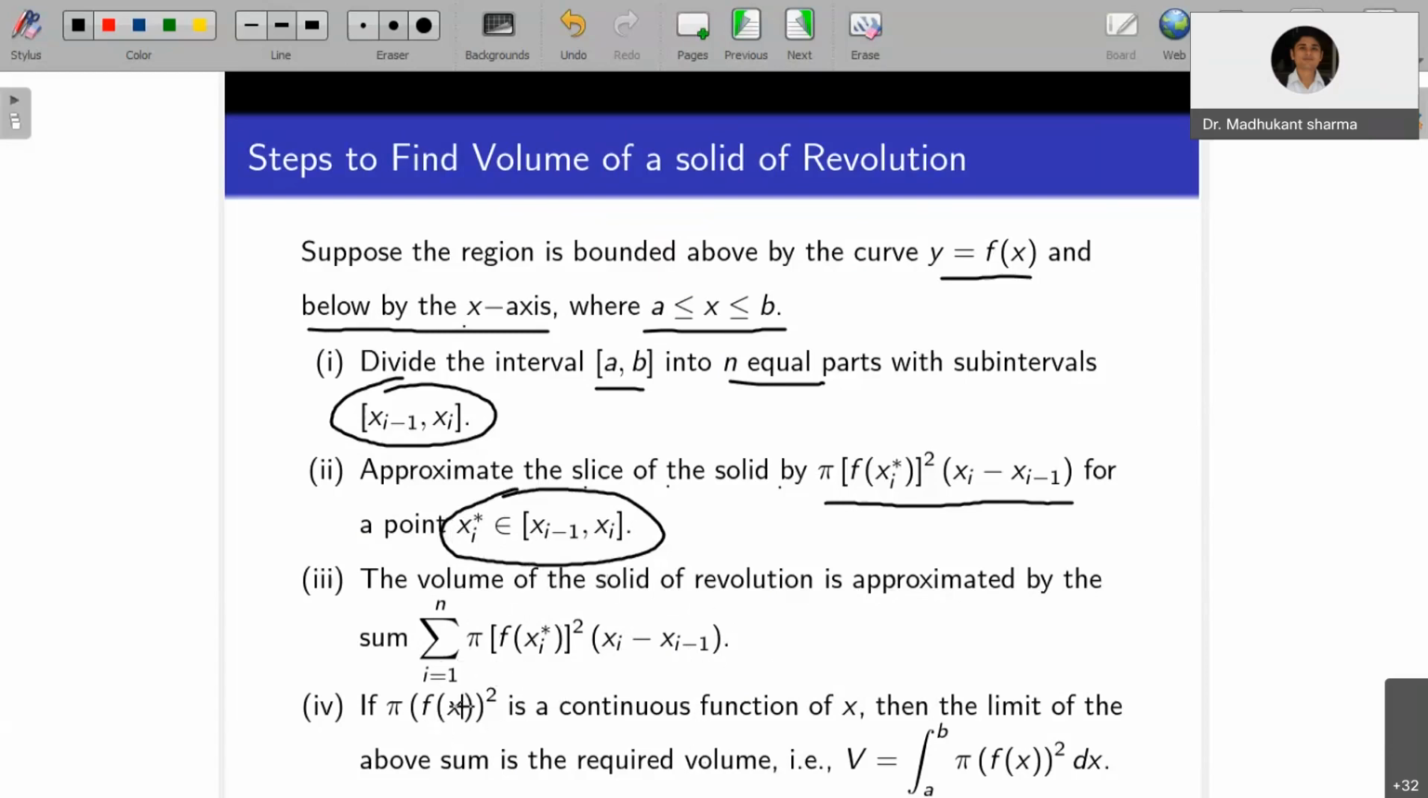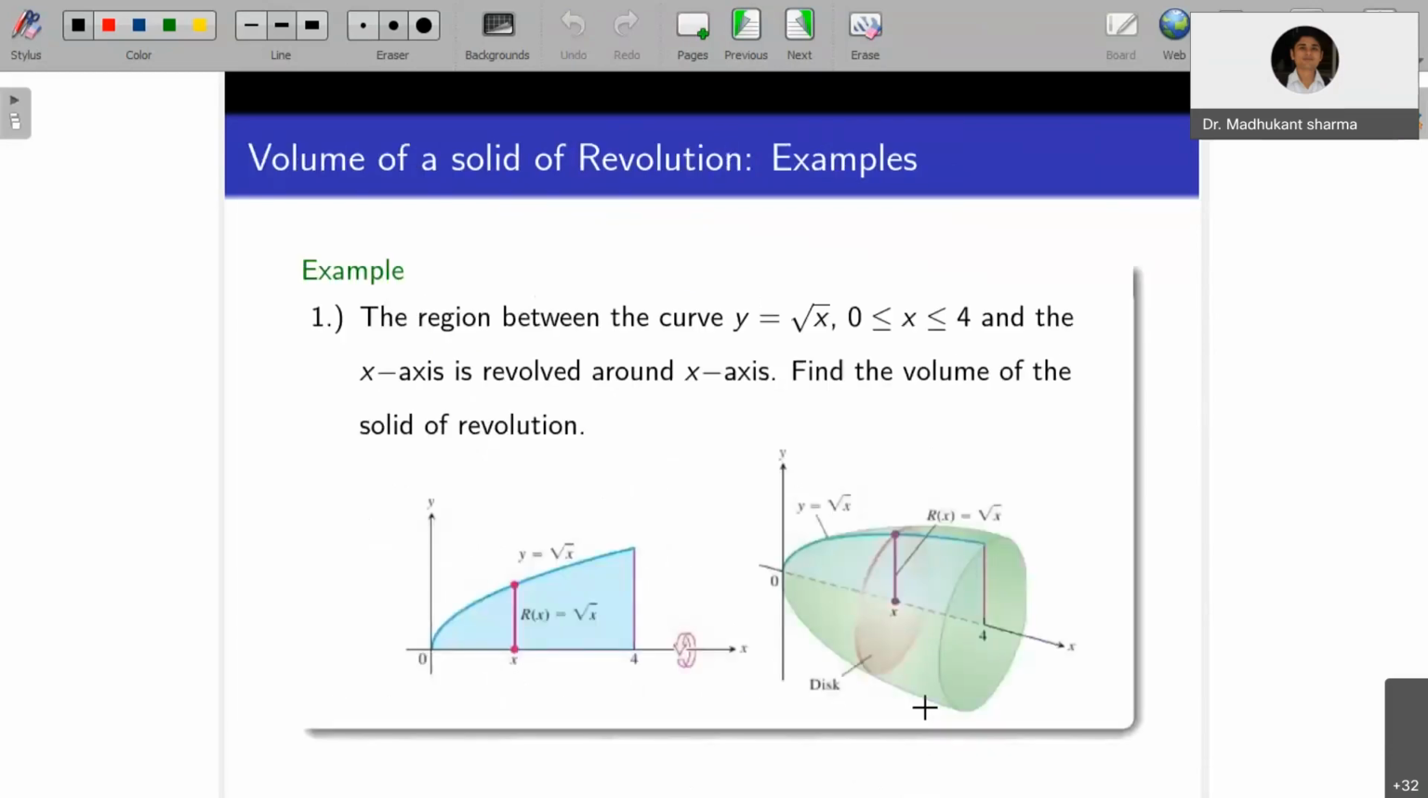And if f is continuous, meaning pi times f of x whole square is a continuous function, then the limit of the above sum is the required volume that is given. Okay, right. Now let's discuss the problem. There's one problem, let's do it.